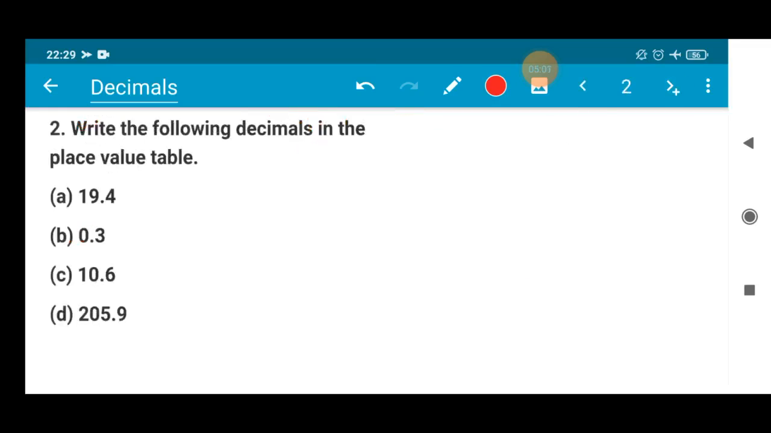Okay, as mentioned, we will be solving question number 2 also. Let us start solving 2. Question number 2 is also very similar to that of question number 1. Write the following decimals in the place value table. Very easy, right? So 19.4. If I simply write the place value of this, I'll be writing this as ones and this as tens. And there is no other number as in case of 100, so we will directly look after this.